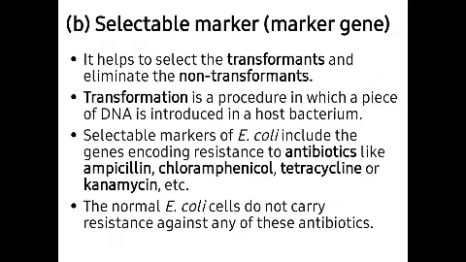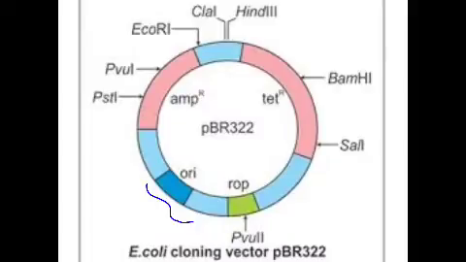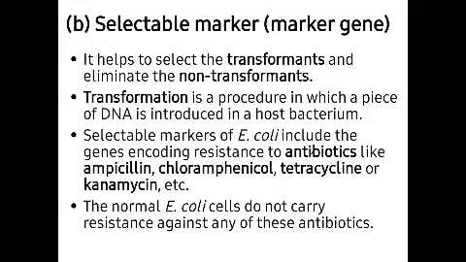Okay, so next is number B, selectable marker. You can see that this is the site for the selectable marker. Ampicillin R and this tetracycline R will be considered as the site for the selectable marker. That means this selectable marker भनेको चाहिँ marker gene. It helps to select transformant and eliminate the non-transformant.